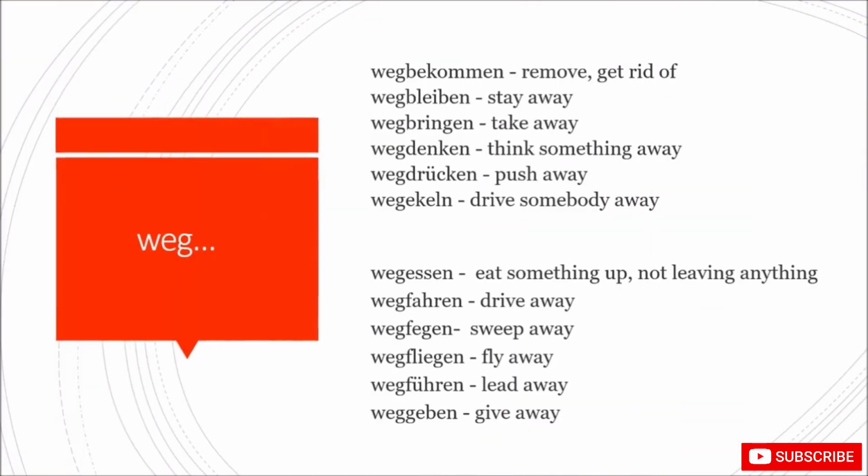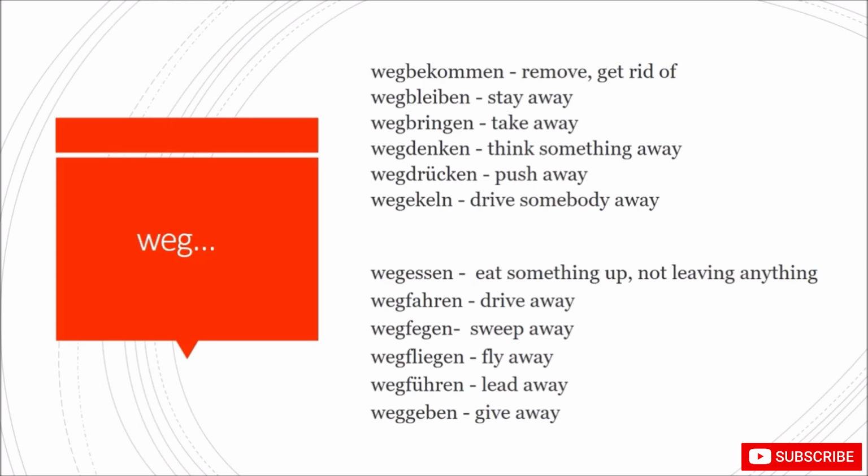First lot. Wegbekommen. To remove something, to get rid of something. I've put something on my table and now I don't know how to get rid of it again. Wie bekomme ich es weg? Wegbleiben, to stay away. Wegbringen, to take away. This is not a take away, it's to take away. As in, ich bringe die Flaschen weg. I take the bottles away.